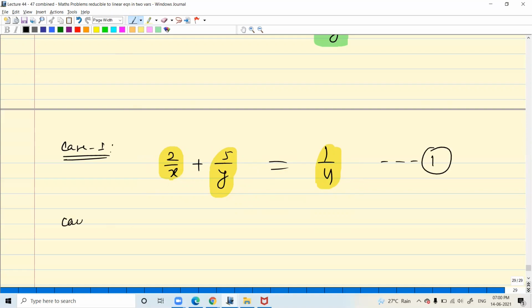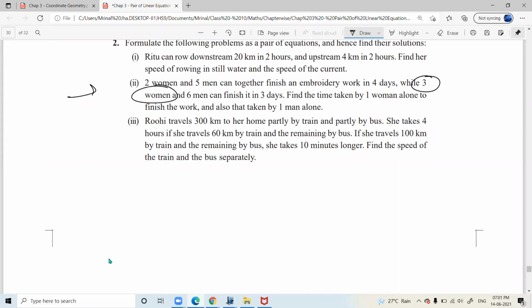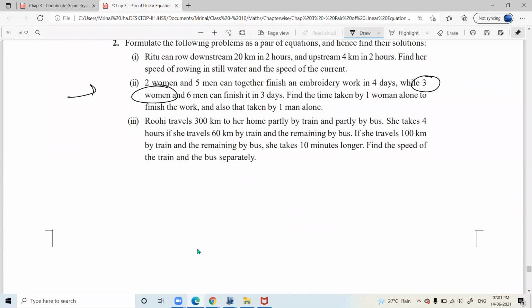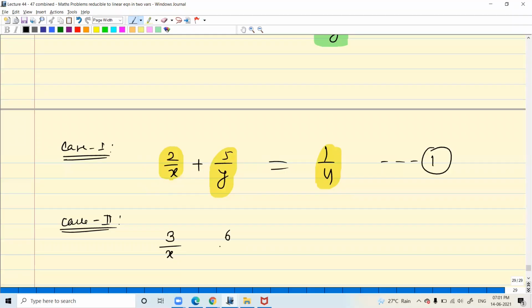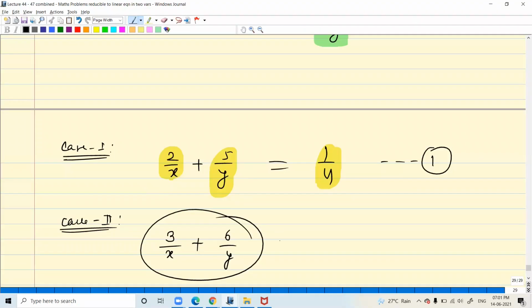Same way, we'll consider case 2. What's happening now? 3 women. How much work do they do every day? 3 by X. And 6 men are doing 6 by Y amount of work every day. Means every day together they are doing this much work if we add them together. And since they are working together, they can finish the work in 3 days. Means in 1 day they have to do 1/3 of the work.